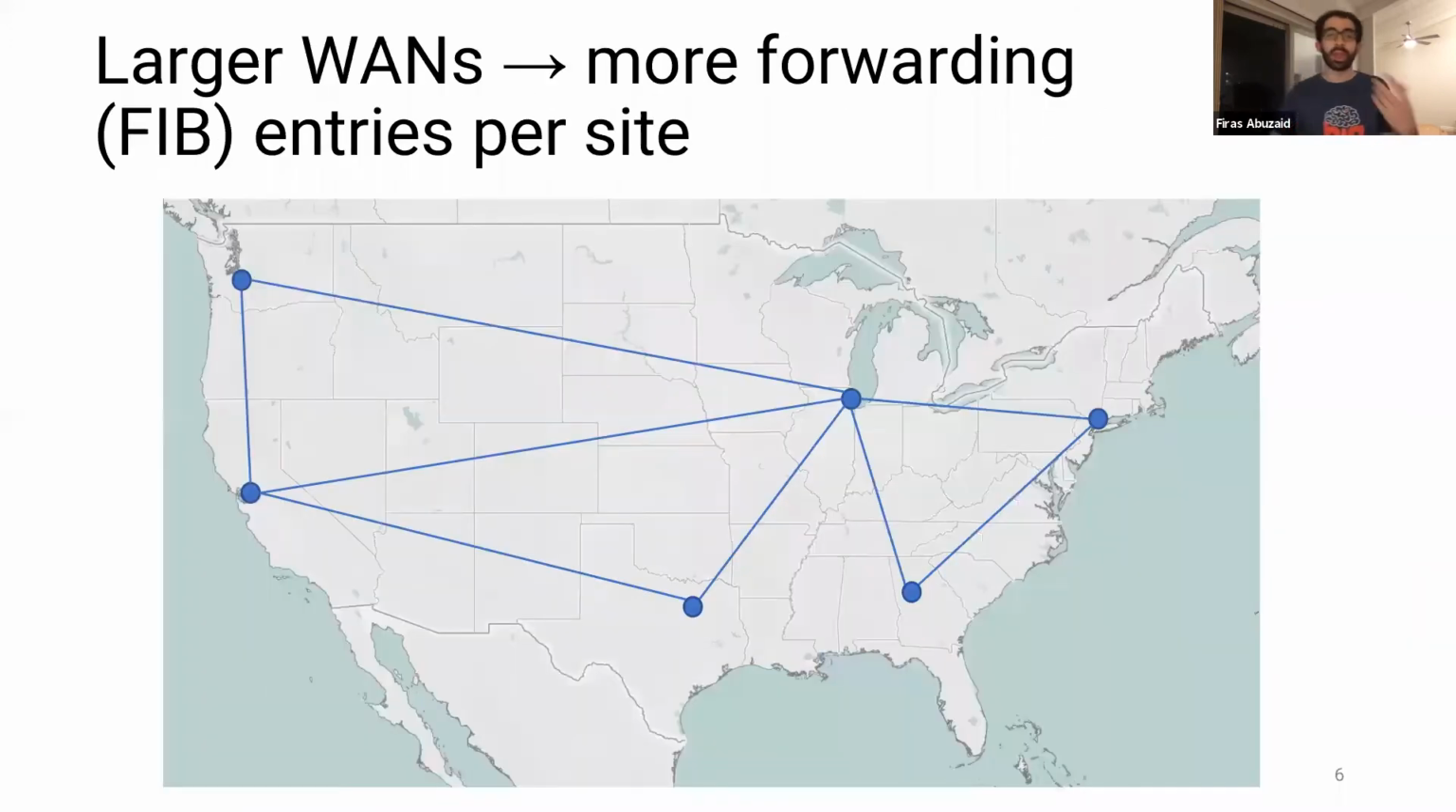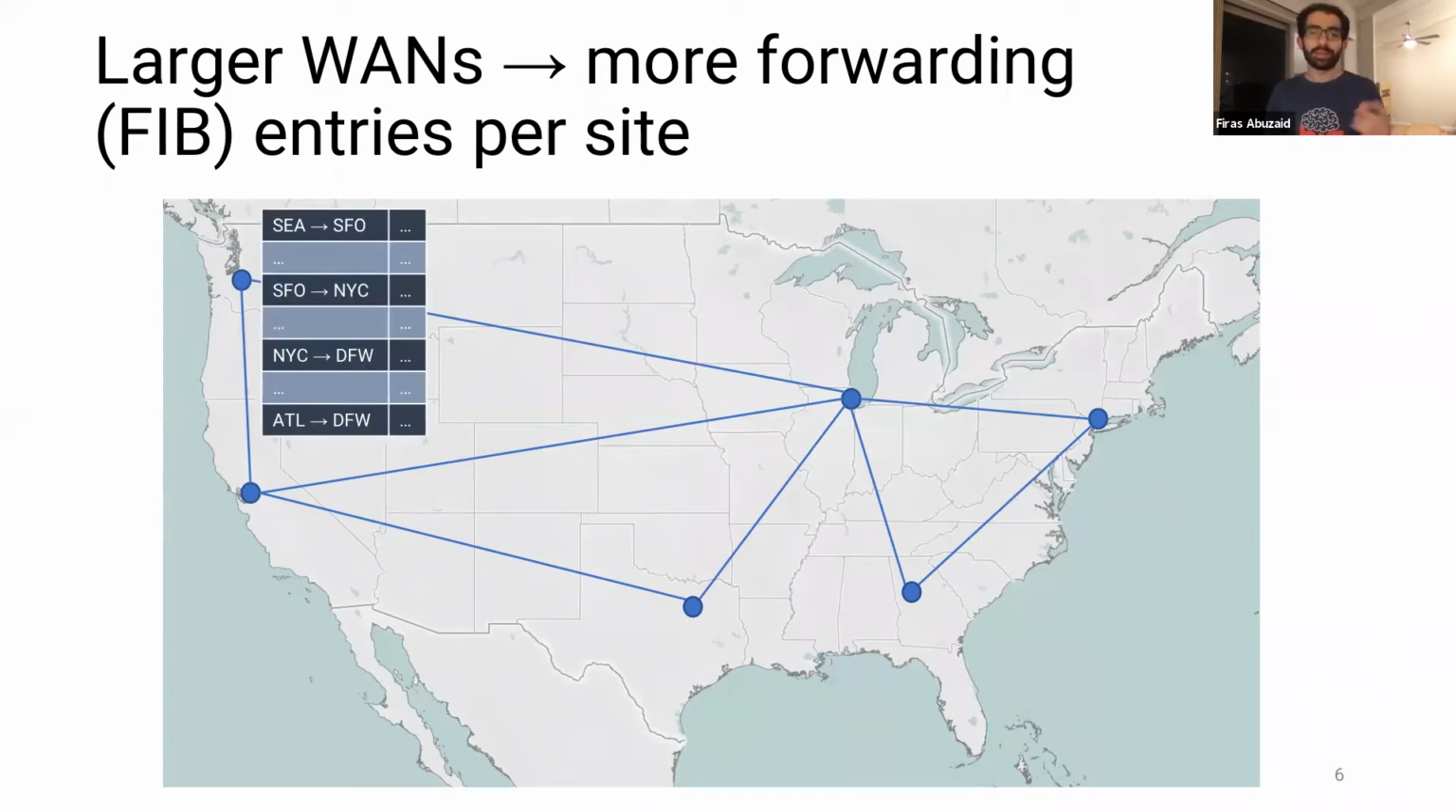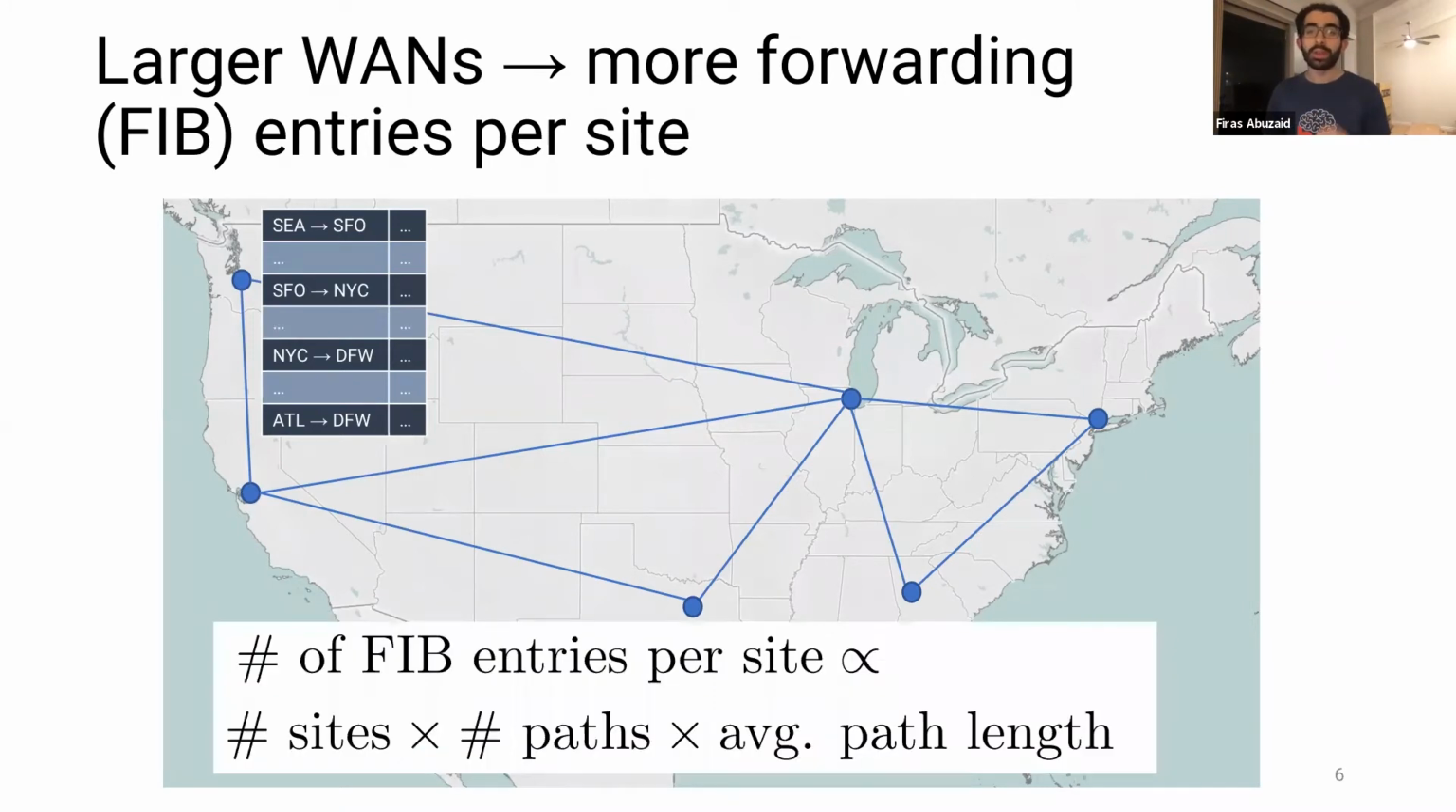A second and related challenge is that larger WANs also lead to more forwarding entries, or FIB entries, per site. To see this, let's look at the simple topology of 6 sites and 8 links in the continental United States. At a single site, say in Seattle, we can see that a FIB entry is required for each path that passes through the site for each commodity in the WAN. The number of FIB entries at this site is therefore proportional to the number of sites times the number of paths times the average path length.